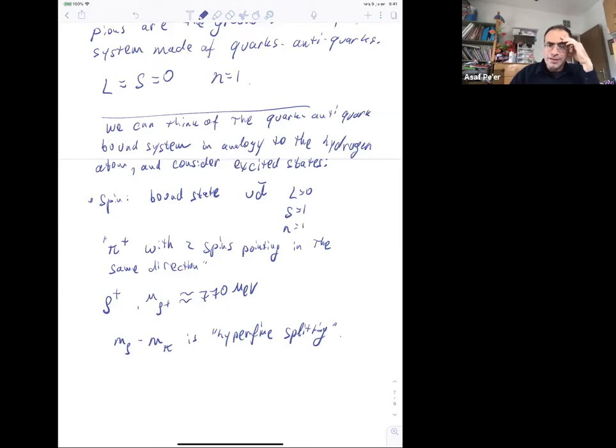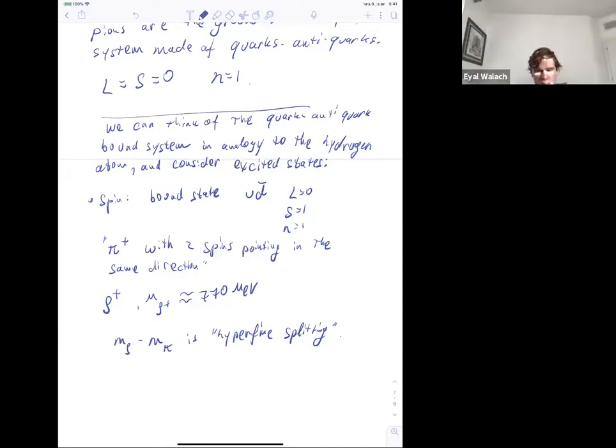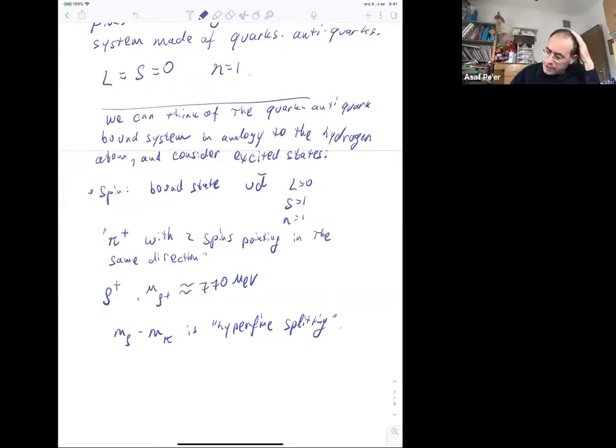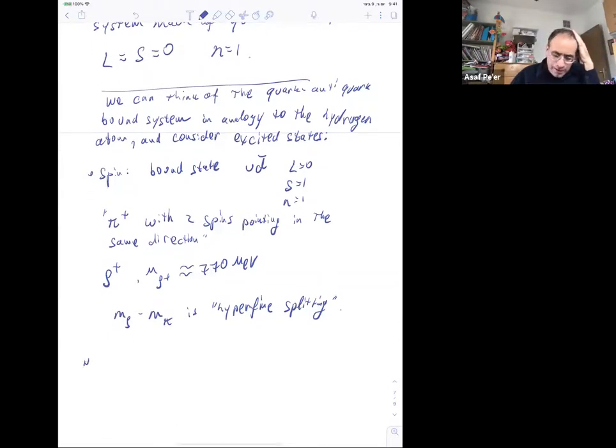Okay. So that's why here it's not a small difference, it's a huge difference in masses. It's more than 4 times, nearly 5 times bigger. So this is one example. The other example is orbital angular momentum.